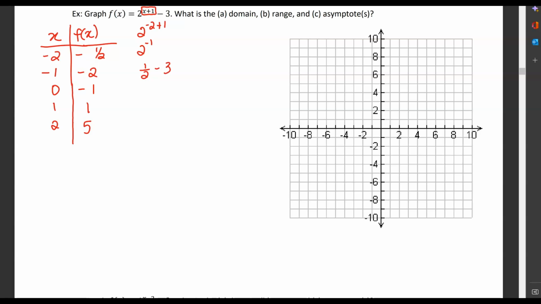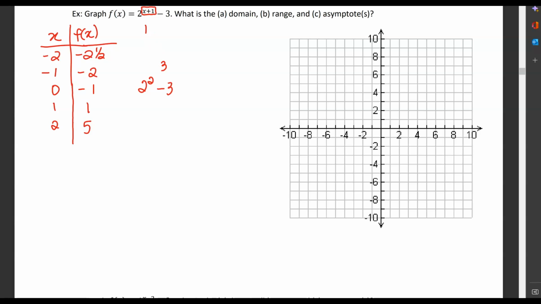And actually, that means I made a mistake here. This should be 2.5, so this would be -2.5. Okay, now let's take a look at the next one. If I plug in -1, I'm going to get 0. 2 to the 0 is 1, so I'm going to get 1 minus 3, which gives me -2. Now when I plug in 0, I am going to get 2 to the +1, which is 2. 2 minus 3 gives me -1. And if I plug in 1, we get 2 to the 2 minus 3, which gives me +1.